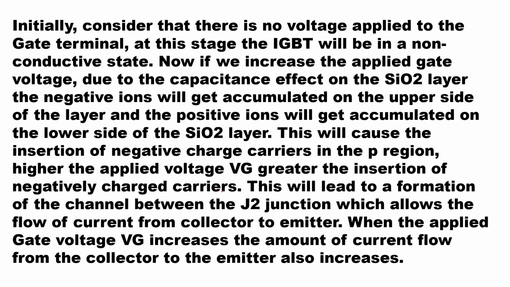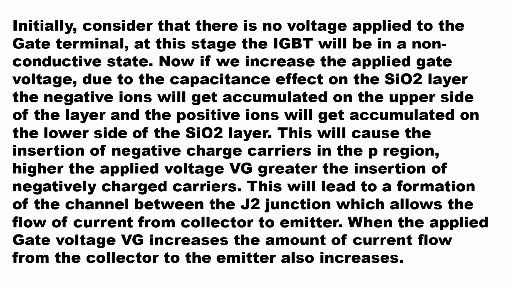Next we will see the note on that. Initially, consider that there is no voltage applied to the gate terminal. At this stage, the IGBT will be in a non-conductive state. Now, if we increase the applied gate voltage, due to the capacitance effect on the SiO2 layer, as we have seen in the MOSFET, the negative ions will accumulate on the upper side of the layer and the positive ions on the lower side of the SiO2 layer. This will cause insertion of negative charge carriers in the P region.